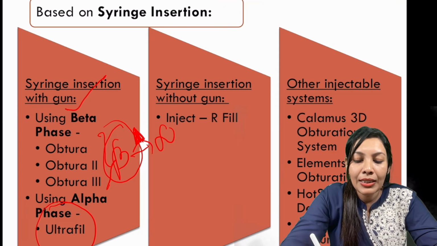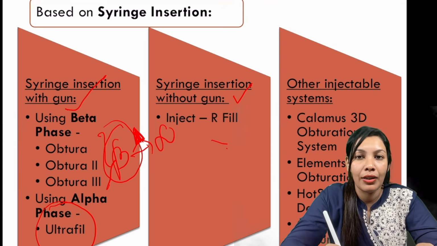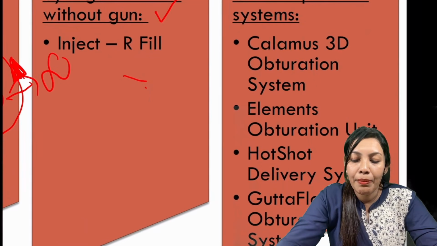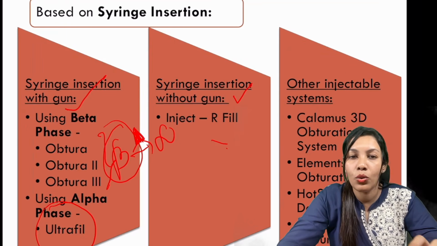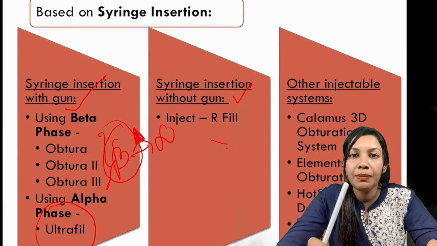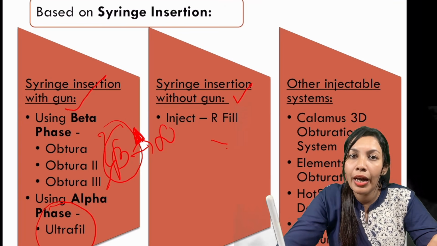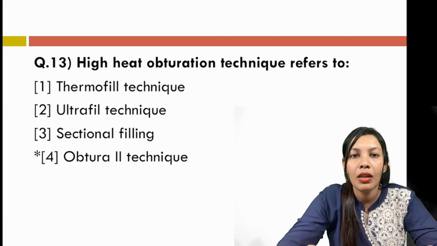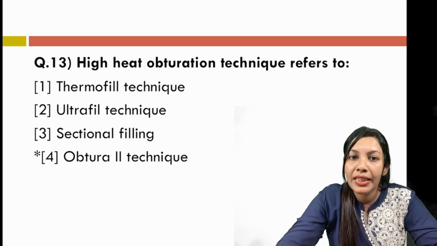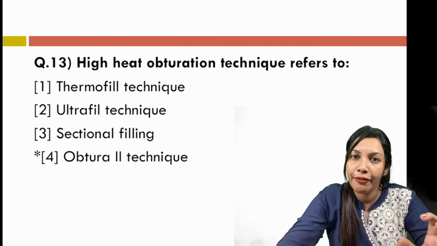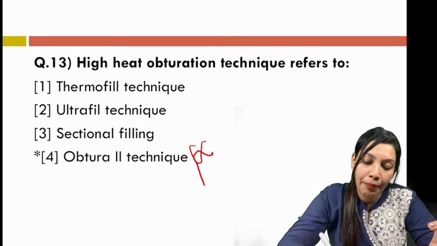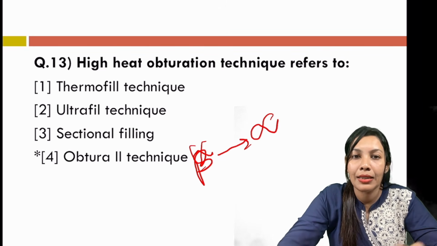Simple. Syringe insertion without a gun is Inject-R-Fill. Other injectable techniques are Calamus, Elements Obtura unit, Hot Shot delivery system, and Gutta Flow obturation system. Just know the names. Here you need to know that the Obtura system requires more heat because it uses beta phase, which has to be converted to alpha phase. Large amount of heating is required. So the question is, high heat obturation technique refers to Obtura 2, because it is in the beta phase. In order to convert it into a flowable form, it has to be heated.